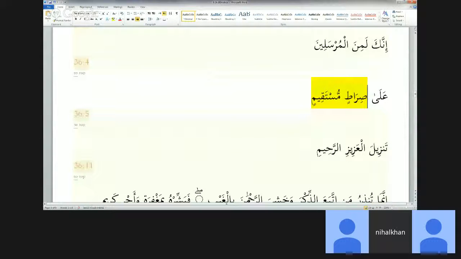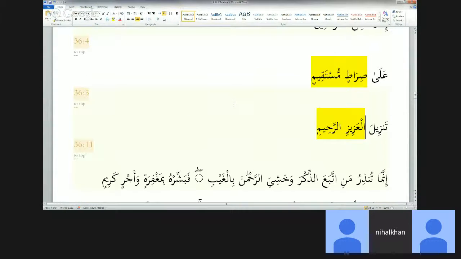Al-Azizi Ar-Rahimi. Common, common. Jar, jar. Singular, singular. Masculine, masculine. All four match up. Do you guys understand this concept? If not, say no. If you do, say yes. And if you have any questions, please ask me.